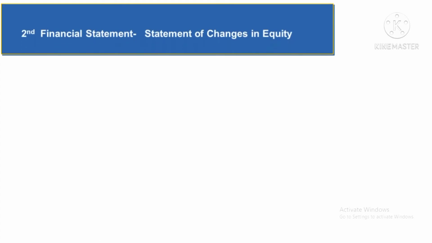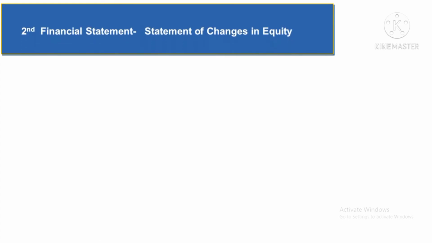The second FS is the statement of changes in owner's equity. This FS just summarizes all the things that affect the equity or capital account. As I've told you over and over in the past videos, the 4 transactions that affect the capital or equity account are: number 1, the investments of the owner; number 2, the withdrawals of the owner; number 3 is the income or revenues of the entity, and the last are expenses of the business.